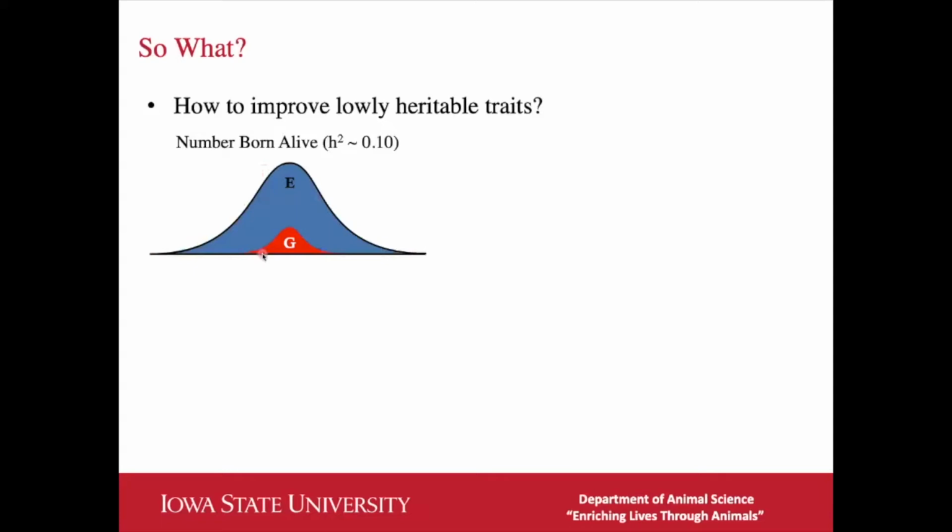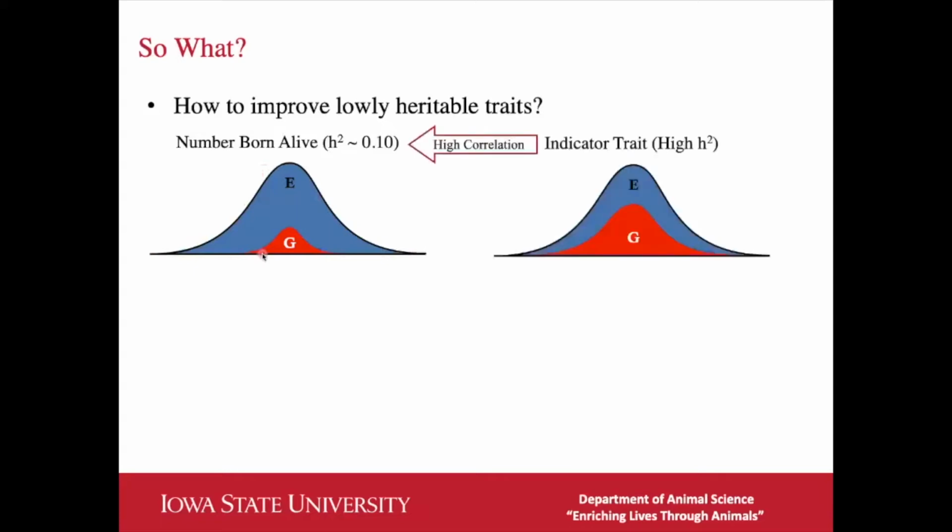Okay? So one strategy is, let's say that we can find another trait that, instead of explaining 10%, maybe explains 60%. Okay? Genetics explains 60% of that, and the rest is explained by the environment. But the trait is highly genetically correlated to our trait of interest. So if we change our indicator trait, we are also changing the trait that we actually want. And this is what we call an indicator trait. It's something that indicates something that we actually want to improve.